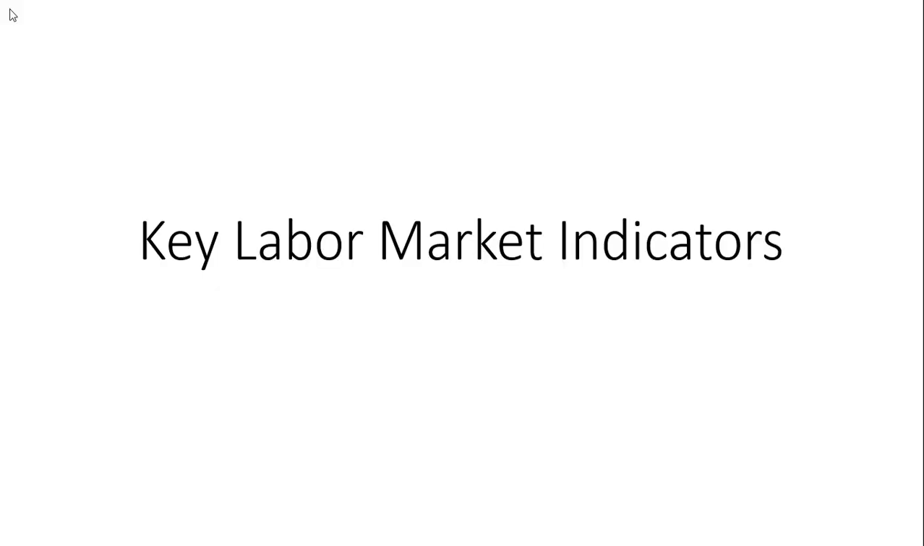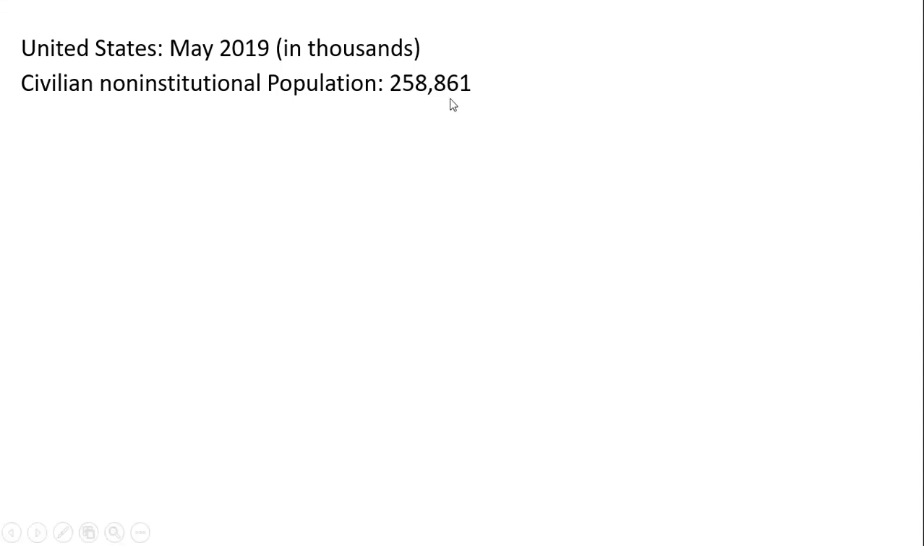In this video, we're going to look at key labor market indicators. So we're going to do this for the United States, and this is May 2019 data. The numbers are going to be in thousands. So the civilian non-institutional population, this is going to be also for those age 16 and older, is 258,861. So since this is in thousands, this is almost 260 million.